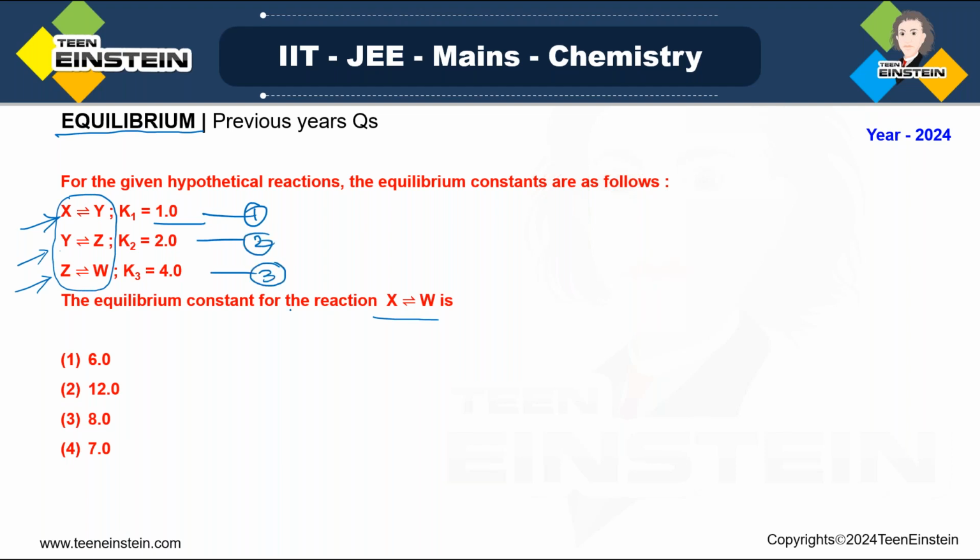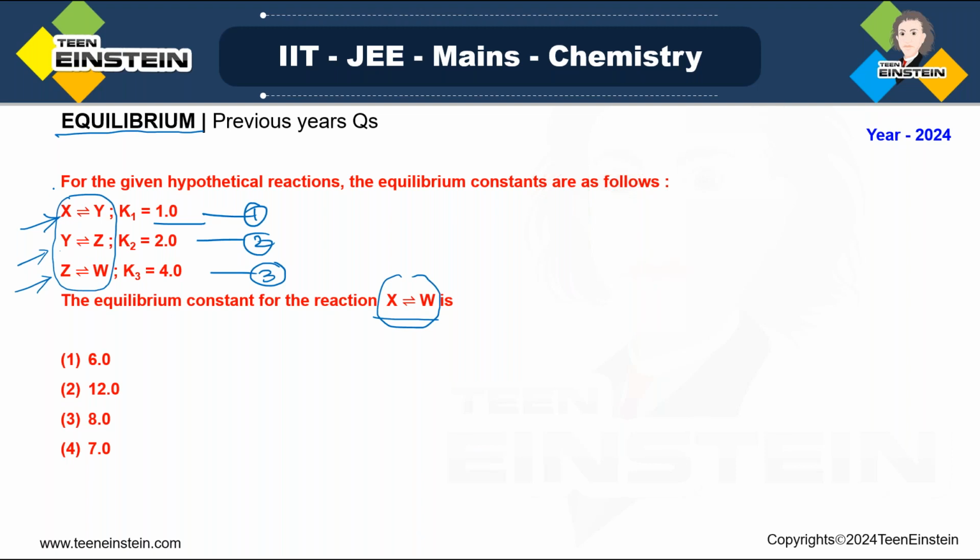So you have to arrange these three equations in such a way that you can get the equation for which you have to find the K value, because you already know the K values for the three reactions. Now, depending on how you are arranging these three equations, you will have the new K value for the reaction X conversion towards W. So it is very easy.